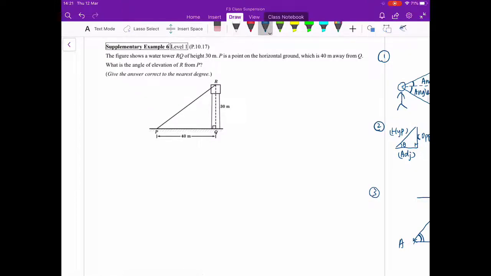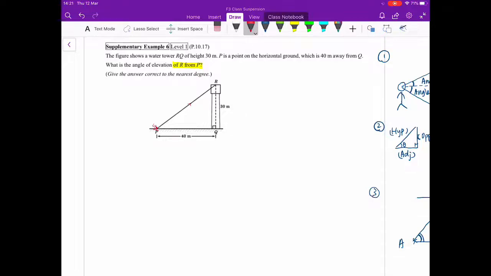So this one, you have the tower with 30 meters height, and P is a point on the horizontal ground, which is 40 meters away from Q, and the angle of elevation of R from P. So this one, you need to learn how to read. Of R from P means you are looking at R and you are standing at P. Your eyes should be somewhere here. You are standing at P and looking at R.